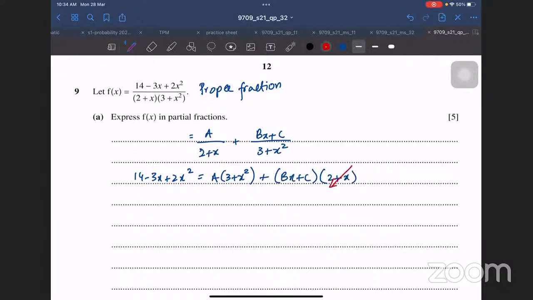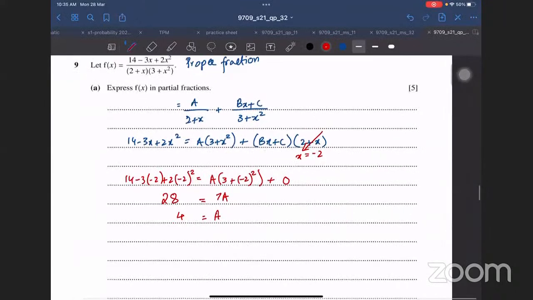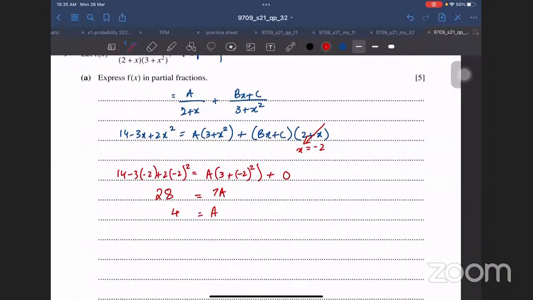The first value that I'm going to take is x equals -2. Seven a. 14 plus 6 is 20. 20 minus 28 plus whatever. Okay. Minus there. A equals 4. Then I can start taking other values.